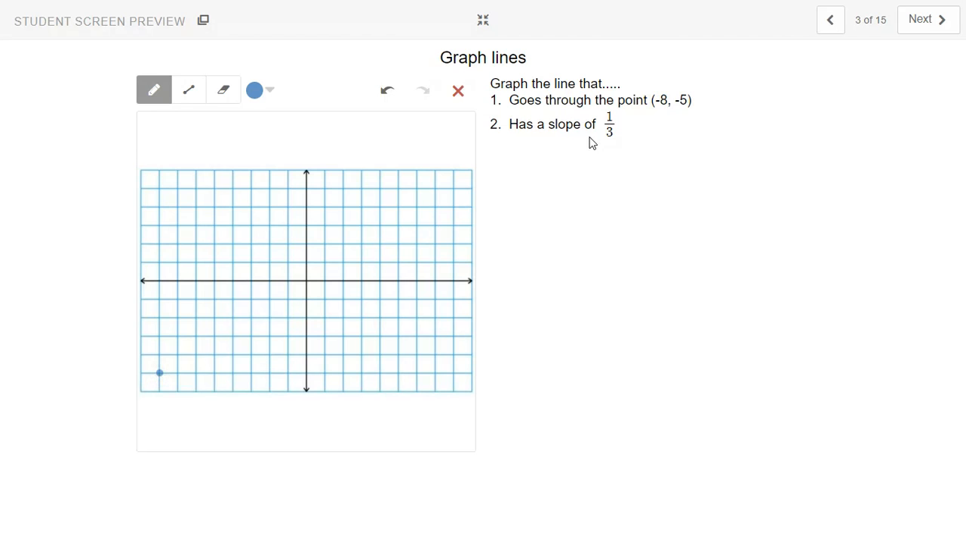Now I'm going to use my slope of 1/3. That means rise 1, run 3. Up 1, and it's positive, so I go up first. Up and right 3. Up and right 3. Up and right 3. Now I'm going to take my line drawing tool, and I'm going to try to go through all these points. Did I get through them all?